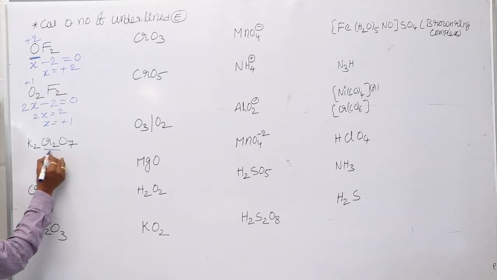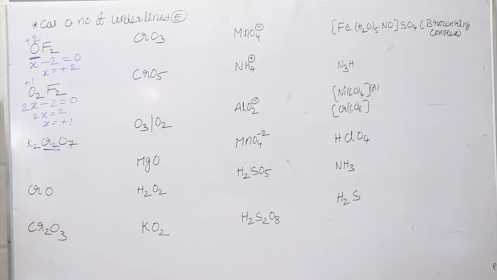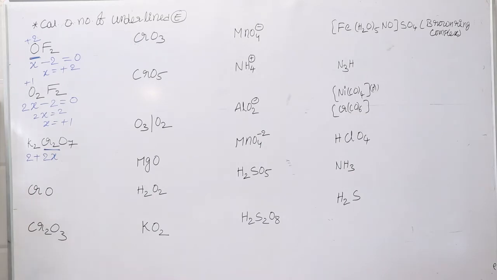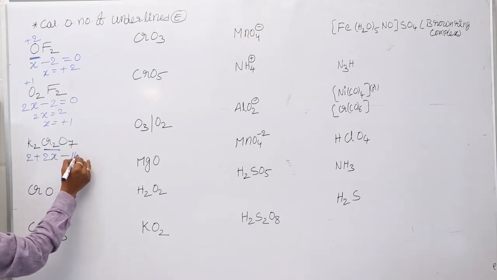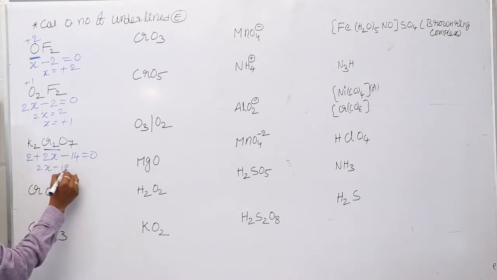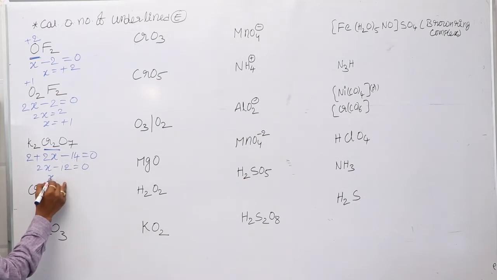Next, K2Cr2O7. I have to calculate the oxidation number of chromium. I told you the oxidation number of potassium, a 1A group element, is always +1. 2 are there, 2 into +1 is 2. Plus 2 chromiums are there, 2X. 7 oxygen atoms, each oxygen atom having oxidation number -2. So 7 into -2 is -14, equal to 0. So 2X minus 12 is equal to 0. 2X is equal to 12. X is equal to +6.